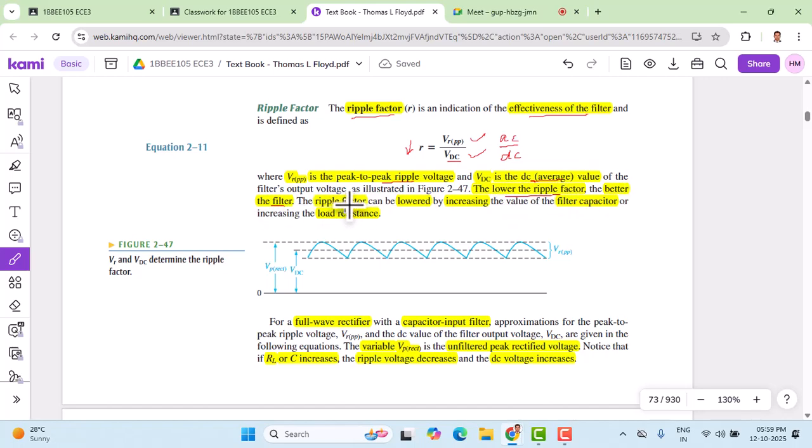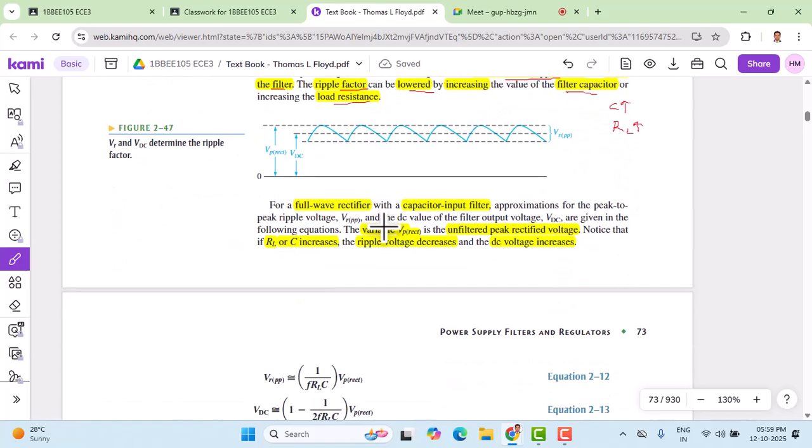The ripple factor can be lowered by increasing the value of the filter capacitor and even the load resistance. Okay, you can make the ripple as small as possible by increasing the capacitor value, or you can also increase the value of the load resistance here. Using either one of these methods, we can decrease the ripple factor value.